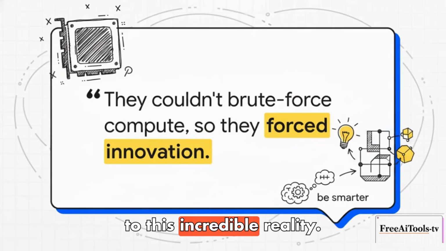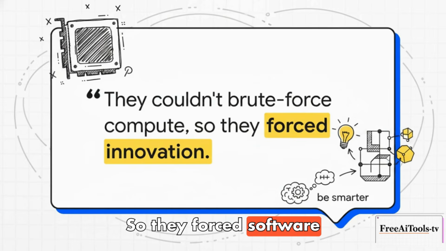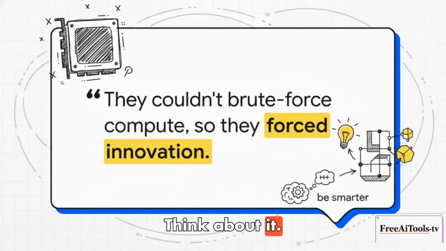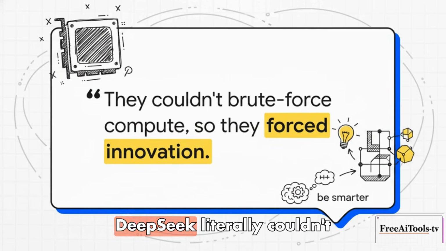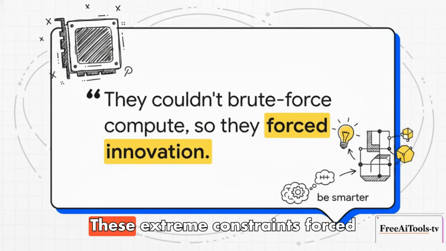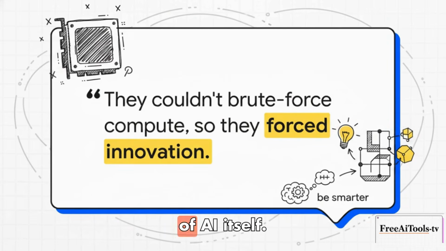Which brings us to this incredible reality. They couldn't brute force compute, so they forced software innovation. Think about it. In Silicon Valley, when you hit a wall, you usually just throw thousands of state-of-the-art GPUs at the problem until it works. DeepSeek literally couldn't do that. These extreme constraints forced them to fundamentally rethink the underlying math of AI itself. Essentially, they had to be smarter because they couldn't just be richer.